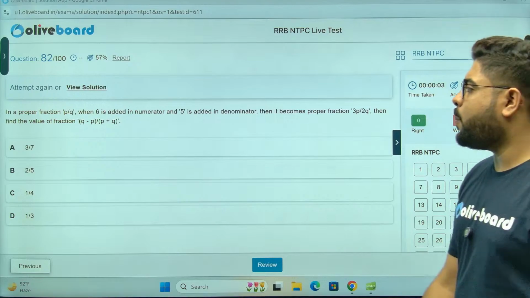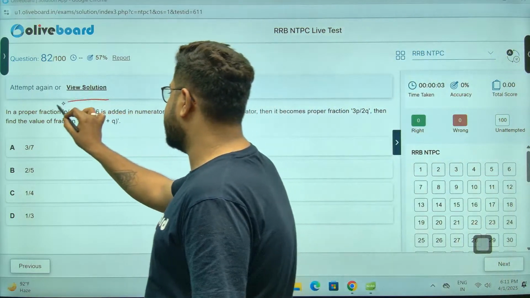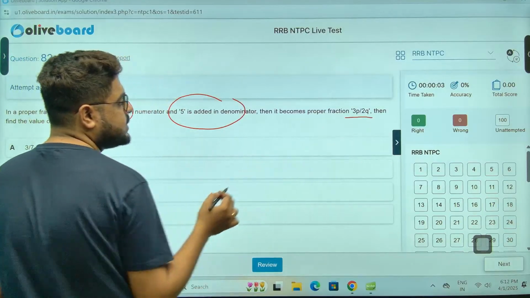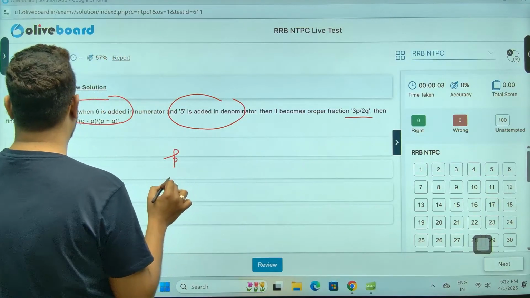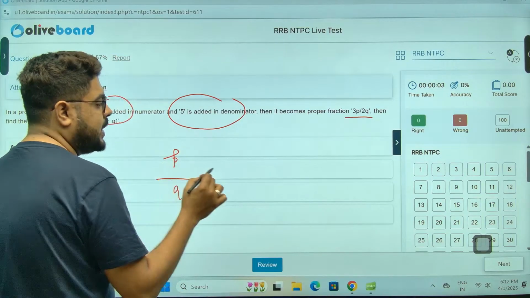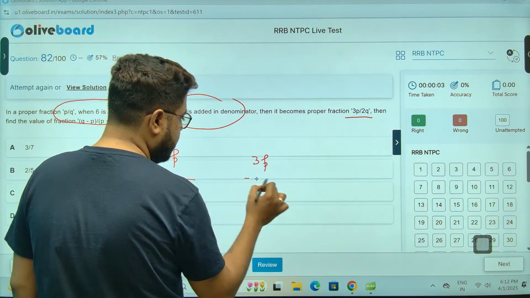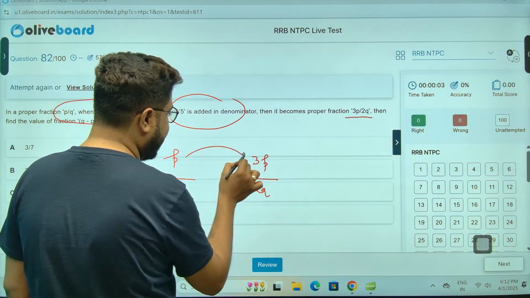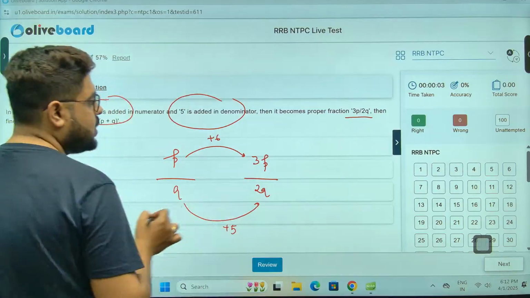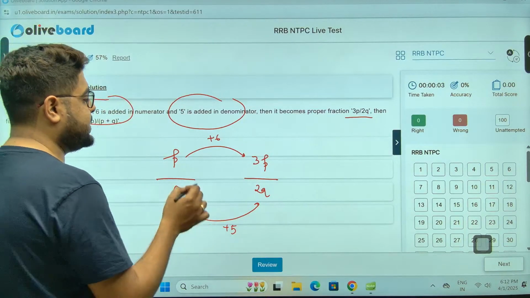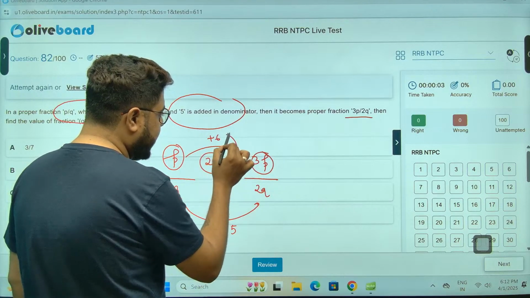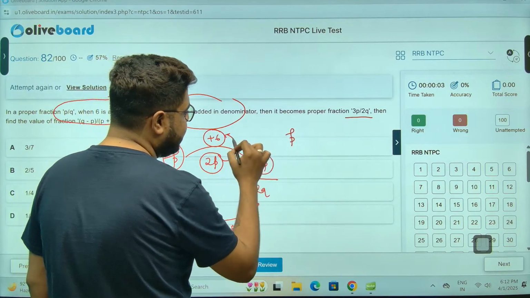Proper fraction. 6 is added to the numerator and 5 is added to the denominator, and it becomes this. Proper fraction P by Q. It became 3P by 2Q when we added 6 here and 5 here. P became 3P, meaning an addition of 2P. 2P means 6, meaning P is 3.